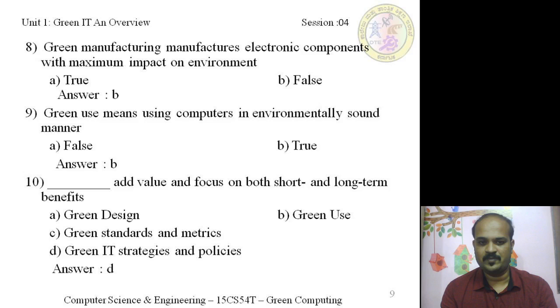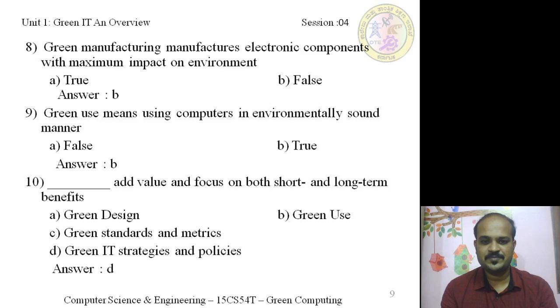Ninth one, green use means using computers in environmentally sound manner. Yes, the statement is correct. Green use actually means using the computers in environmentally sound manner. That means you use computers in such a way that there is no impact on the environment, and that is why it is called green use. So the sentence is correct. The option True is mentioned in B. So the correct answer is B.